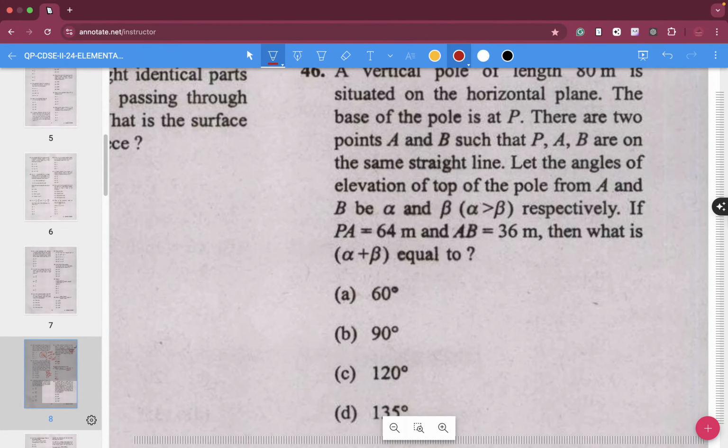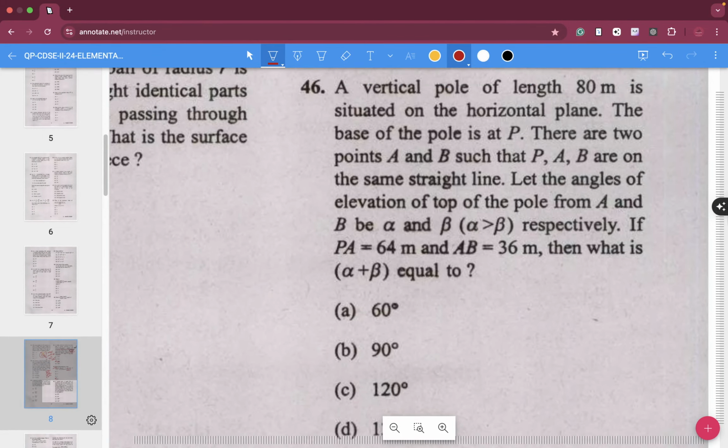A vertical pole of length 80 meters is situated on a horizontal plane. So this is your horizontal plane, and this is your vertical pole, and this pole is 80 meters. The base of the pole is P. There are 2 points, A over here and B over here, such that P, A and B are on the same straight line.